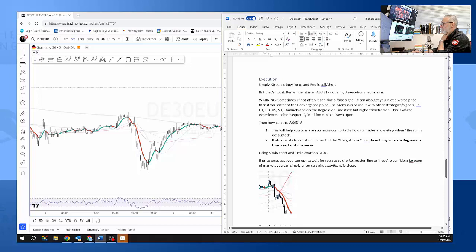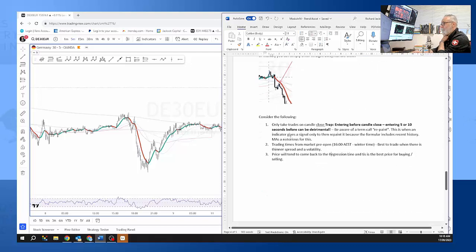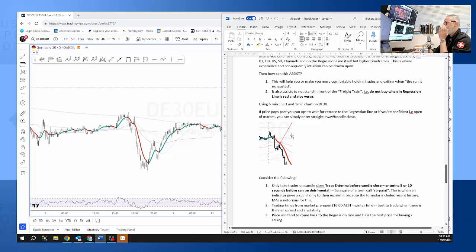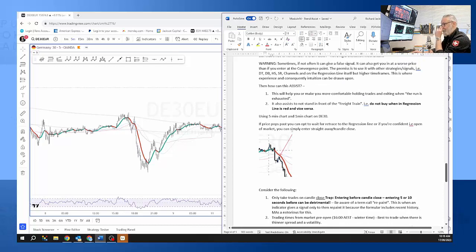I did jump ahead there. Let me go back, guys, because I did jump all over the place here. How can this assist us? This will make us more comfortable holding the trade for longer, instead of just trying to get out, and it will keep going until the run is kind of exhausted.